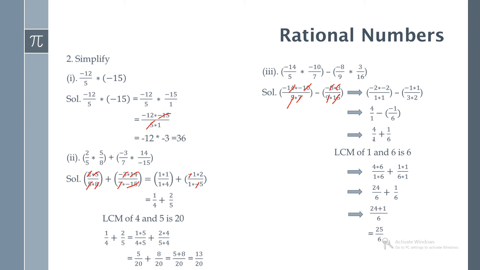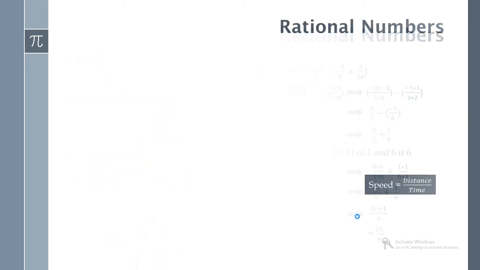Now the denominator values are 1 comma 6. The LCM is 6. So in the 1 table, 6 into 6 is 6, in the 6 table, 1 into 1. So 4 sixes are 24 by 6 plus 1 by 6. That is nothing but 24 plus 1 by 6. That is 25 by 6.